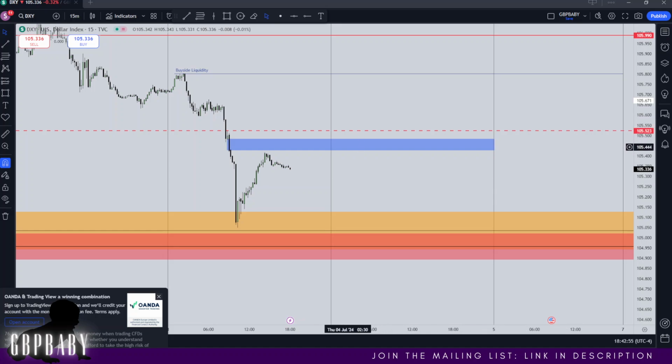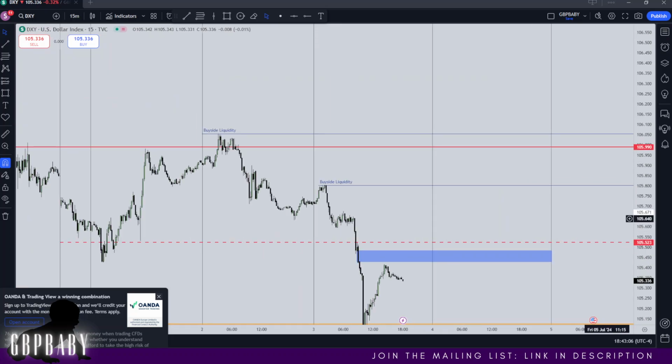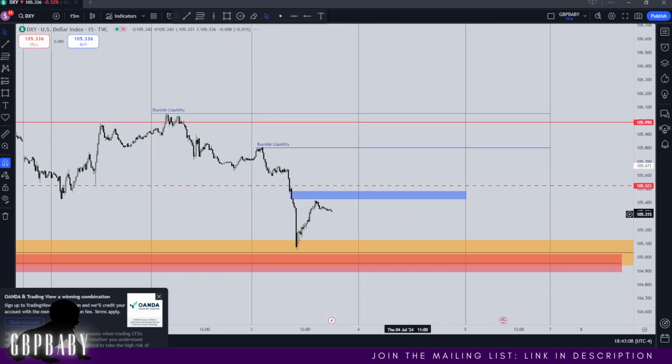But ideally, so long as this is respected, as in we stay below it, I'm happy for that Wednesday low to be targeted. And then, like I say, a nice New York reversal would set us up nicely for that Friday non-farm payroll, with the expectation to run out the entire week. So I hope that all makes sense.